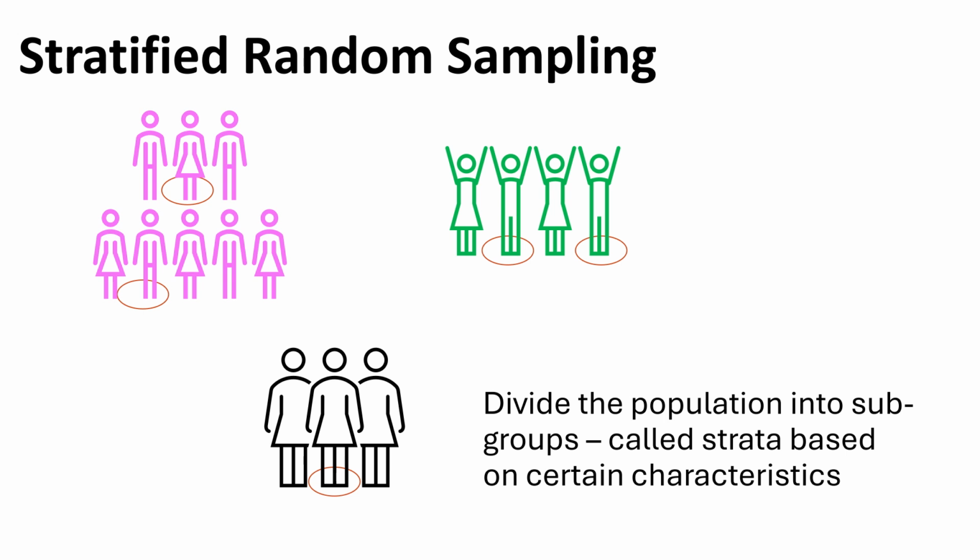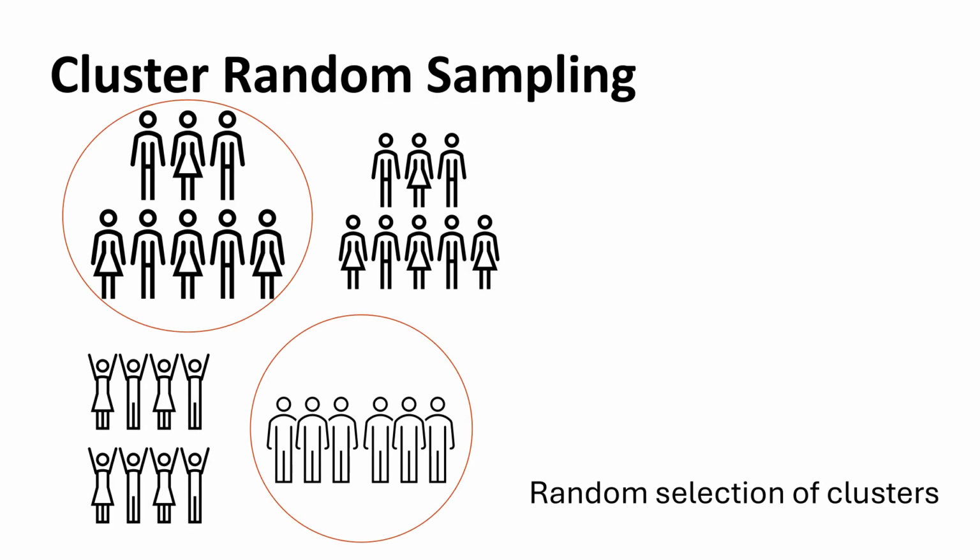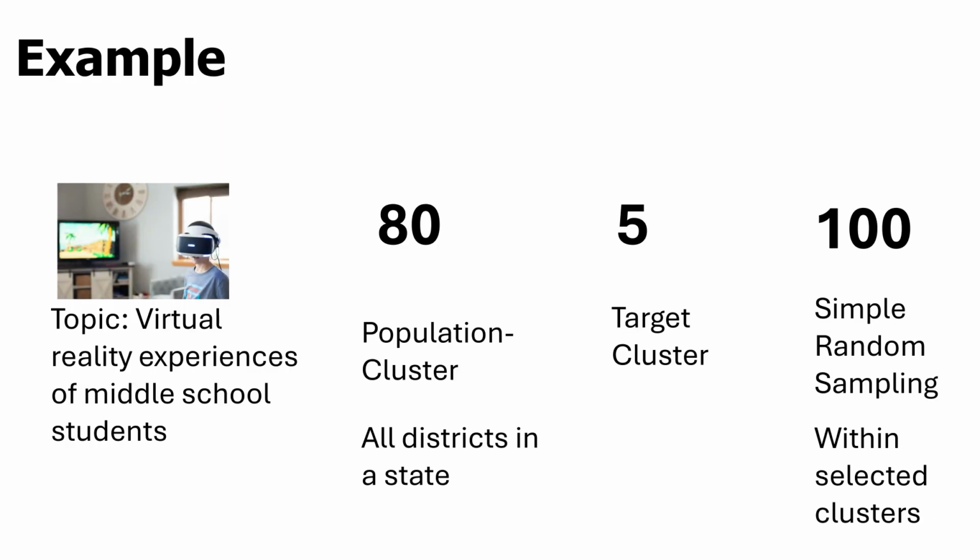Stratified random sampling divides the population into subgroups or strata based on characteristics such as gender, grade level, or program type. For example, if 75% of K-12 teachers in the state are female and 25% are male, the sample can be selected to reflect that same gender distribution. Cluster random sampling involves randomly selecting groups or clusters rather than selecting individuals directly. For example, if we study middle school students across a state, we may randomly select several districts first and then select students within the selected districts.